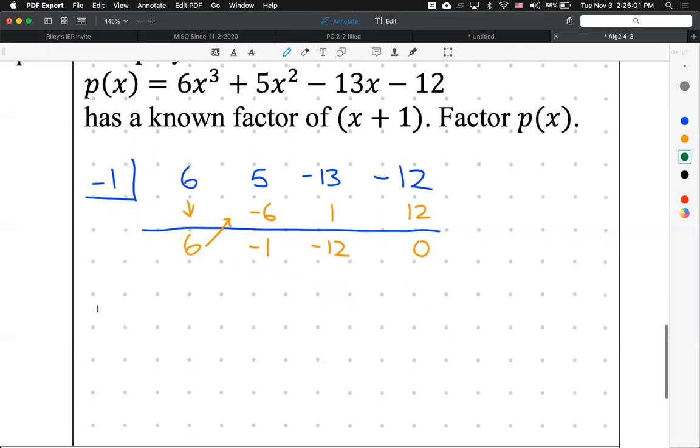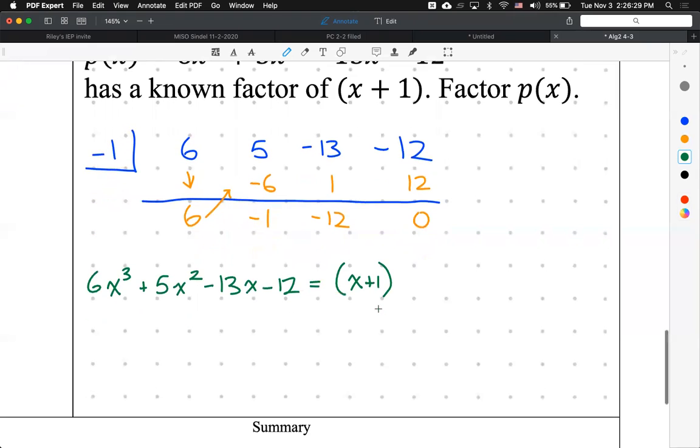So next, I'm going to rewrite out my function. I don't have to do this, but I'm doing it for the sake of clarity. My original problem was 6x cubed plus 5x squared minus 13x minus 12. How can I factor that? My answer so far is, well, I factored out an x plus 1, and I like Wyatt's interpretation of this as like the GCF that I factored out, but it isn't precise enough for me. It's not a GCF, but it is something that I factored out. And what's left over after I factored that out? This resulting number from our synthetic division, which is 6x squared minus x minus 12.